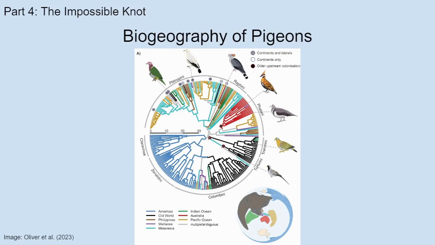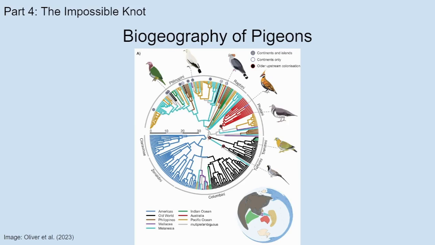So a major takeaway of the study is that it seems that for pigeons, a major center of their diversification has been Melanesia, which is the region that includes New Guinea and surrounding smaller islands. And so on the phylogeny here, these are represented by the branches colored in teal, the blue-green color here. So the blue-green branches are the pigeons that are found in Melanesia today, as well as extrapolations of ancestral branches that might have been found in Melanesia.